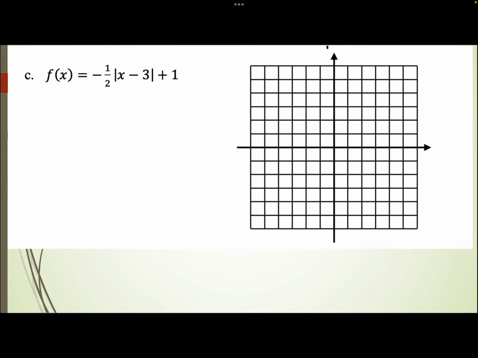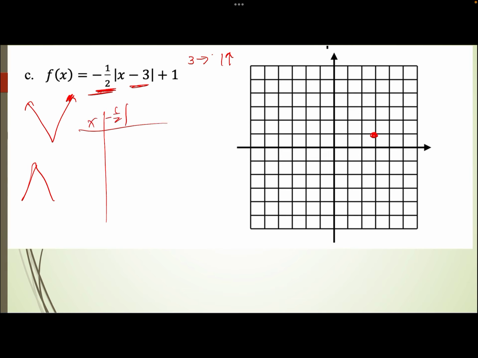Okay, this one is absolute value. And it makes a V. And my translation again is 3 to the right and 1 up this time. So I go 3 and 1. And it's negative, so it's going to be going down. And it's 1/2. So it's going to be a shrink of 1/2. So it's going to make it wider. I'm not really a fan of the shrinks of 1/2. So I'm just going to put some points in here.